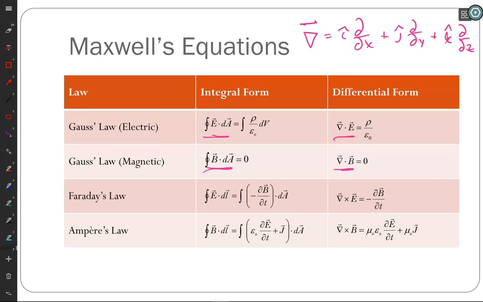I think our textbook just says there is no magnetic monopole, but you should be a little more wishy-washy on it. We don't know of any that exist. Then the last two are a little more complicated. Once again, notice the left-hand sides are the same.